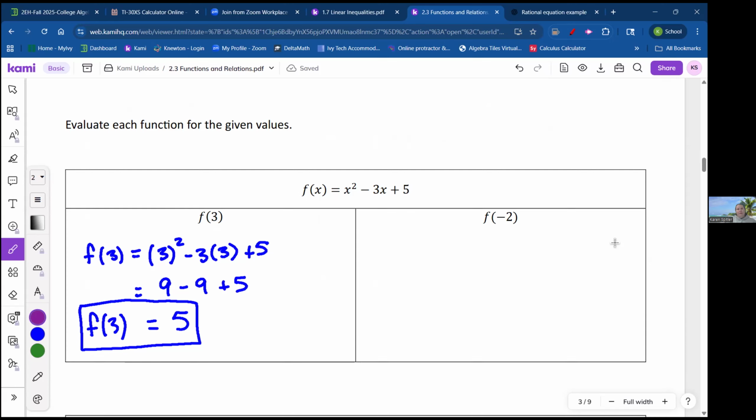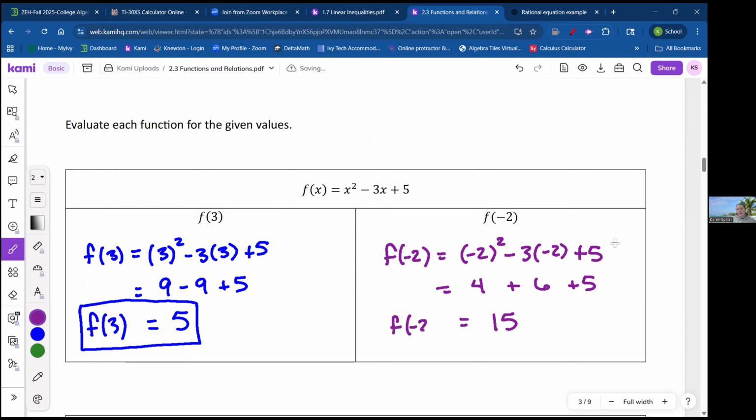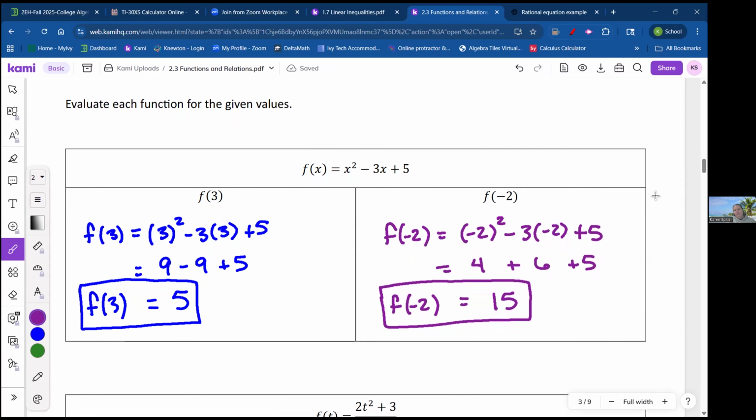Okay. Same thing here. What is the value of the function when x is -2? So f of -2 is equal to -2. Again, notice I'm using parentheses. -3 times -2 plus 5. So that's 6 plus 5, which in this case is 11. So f of negative 2 is equal to 11. Okay. Questions on the blue or the purple?